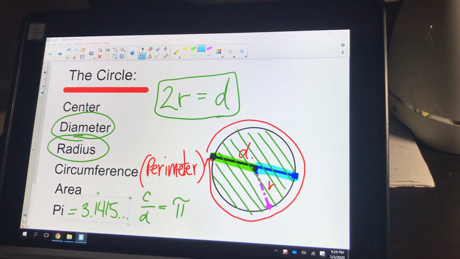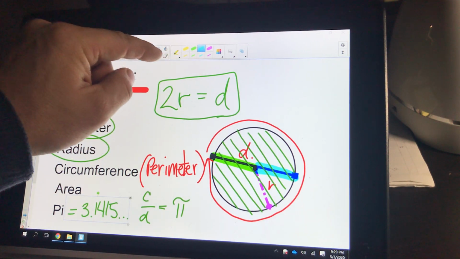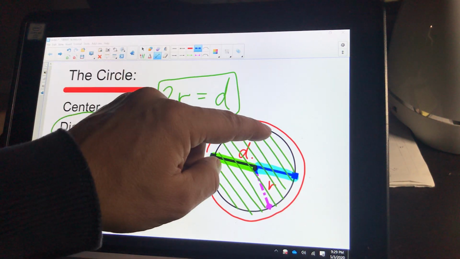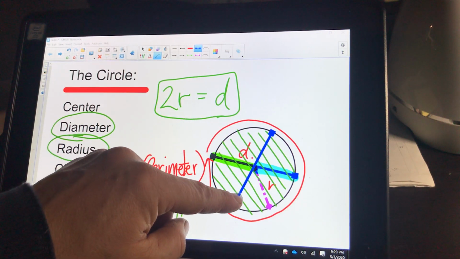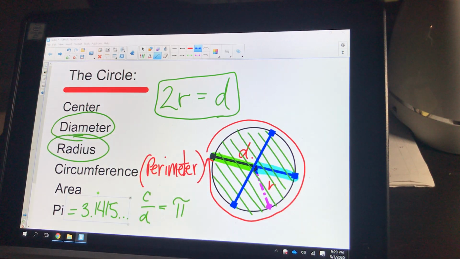The radius is always the same, and the diameter is always the same, even if you draw it in a different direction, right? If I go from here to this edge, but through the center, that's going to match the same as that diameter, okay? All diameters are going to be the same on a particular circle.